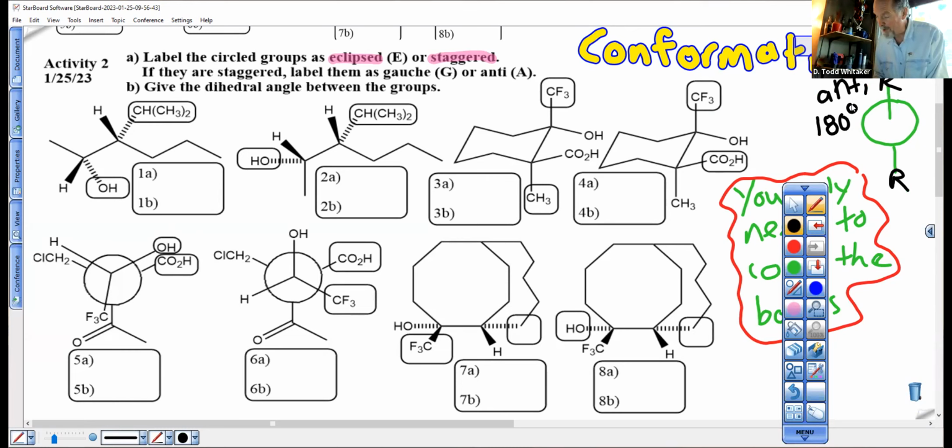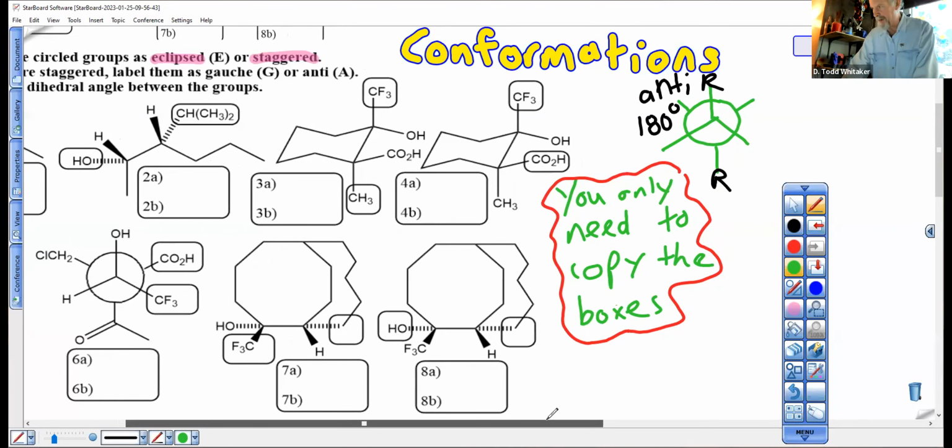I want to point out why it's called a dihedral angle. The front carbon is a tetrahedron. The back carbon is another tetrahedron. And that's your two tetrahedra, dihedral. The angle between the groups in this example is 180. We call it anti because they're 180.